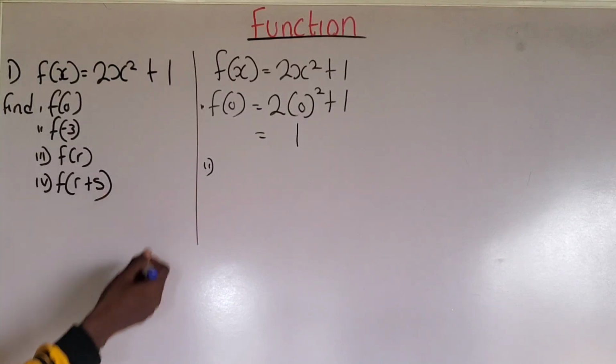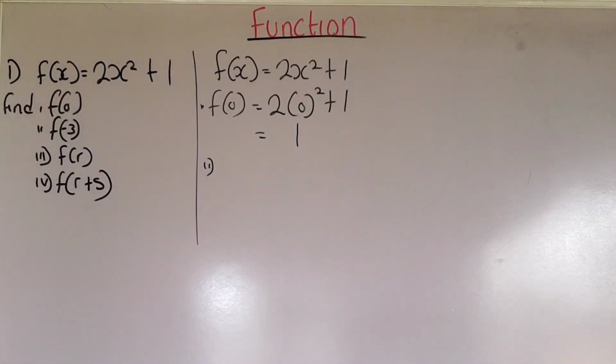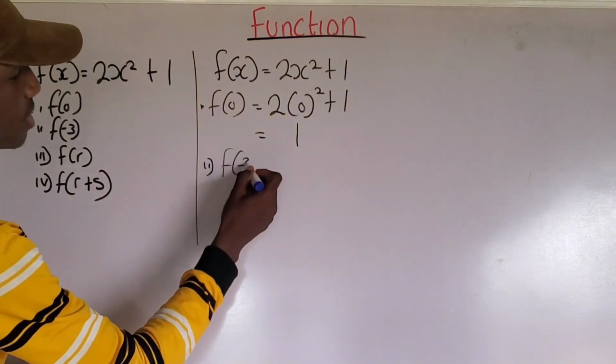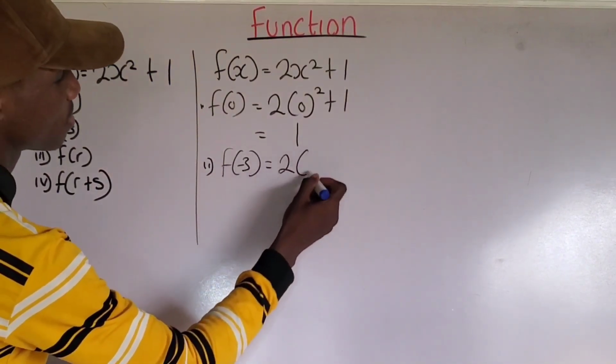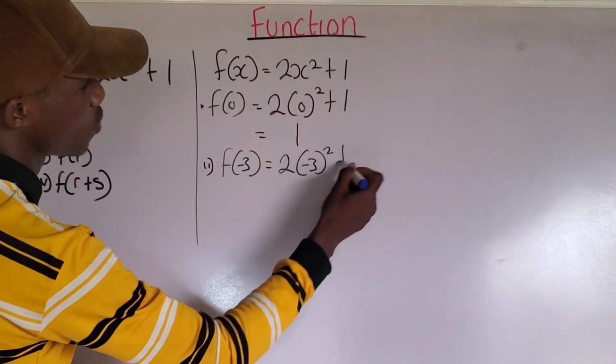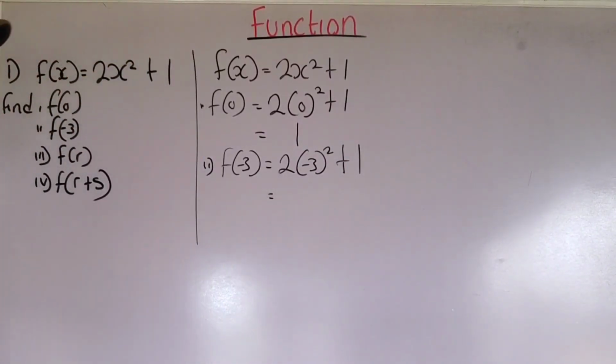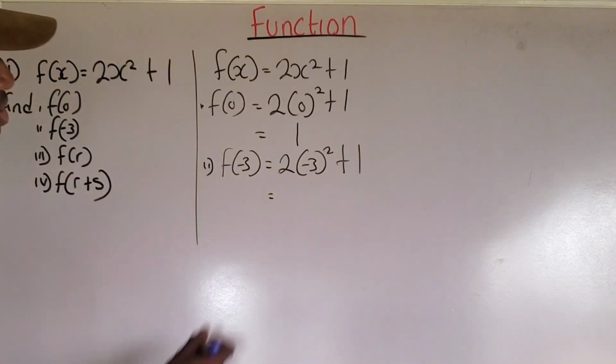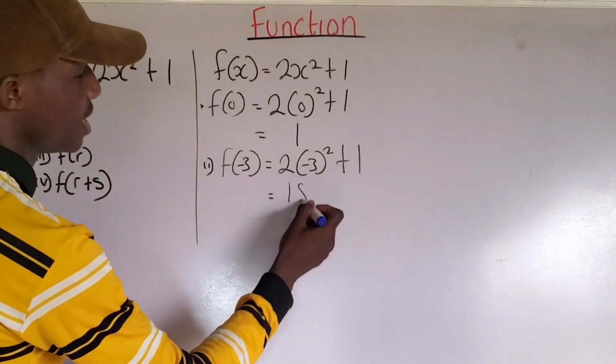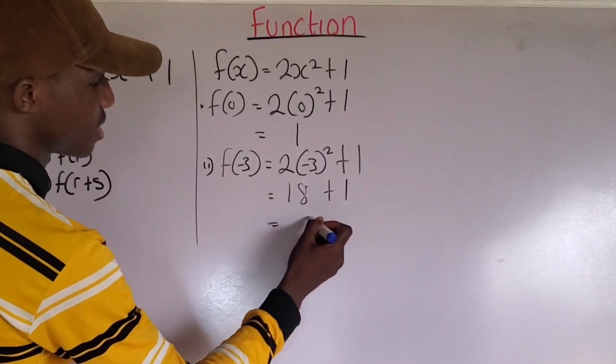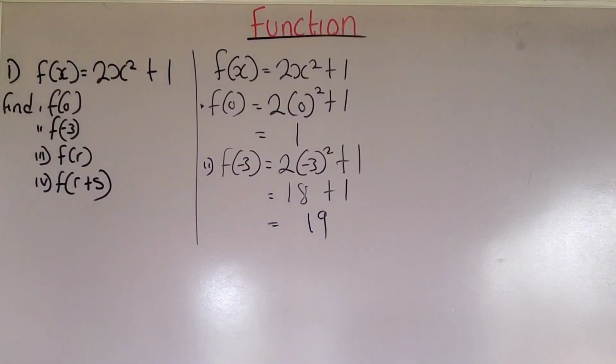For the second, we have f of negative 3. To get the value of f of negative 3, all you have to do is substitute the value of x as negative 3. So f of negative 3 will be equivalent to 2 multiplied by negative 3 to the power of 2 plus 1. So negative 3 to the power of 2 is 9. 9 times 2 will give us 18. So that will be 18 plus 1, which is what? 19. So f of negative 3 is 19.